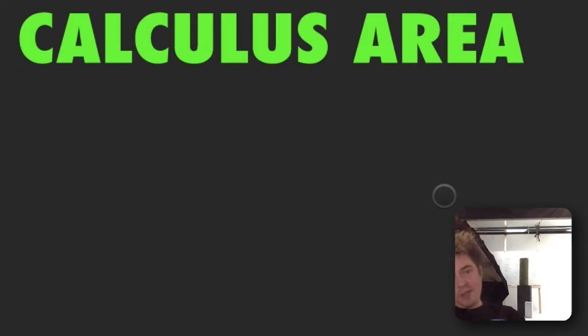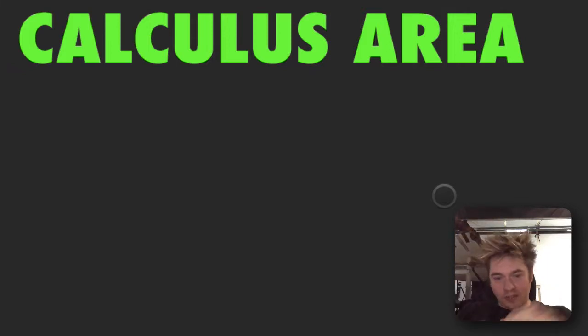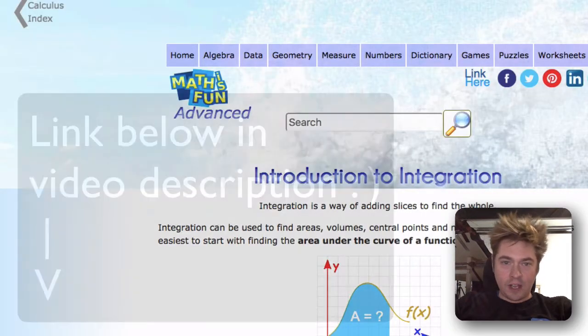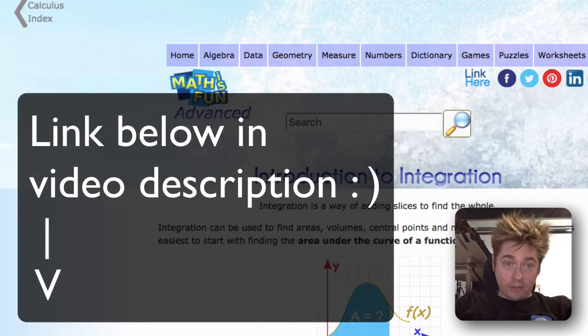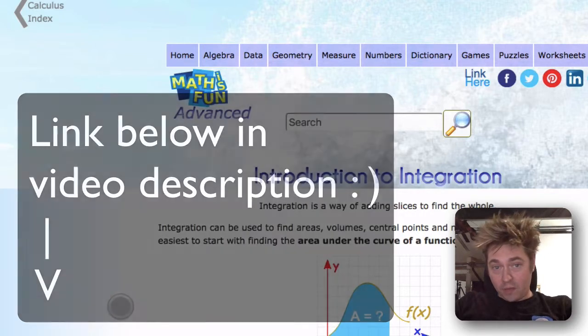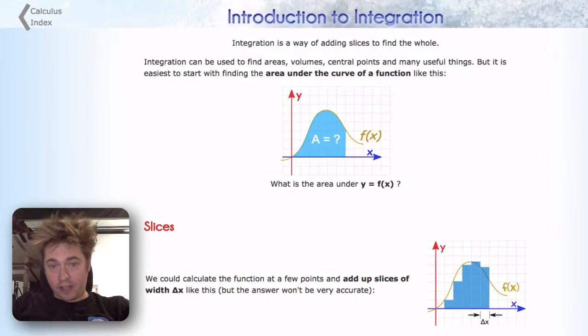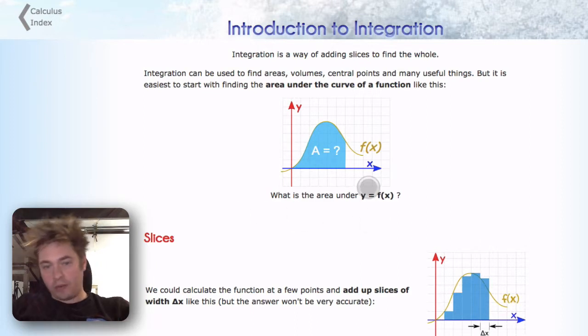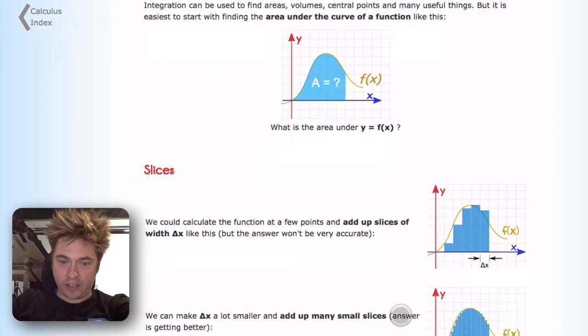Here's my gripe with calculus. Every description under the sun kind of starts off talking about slices and stuff. So this is actually quite a good reference, mathisfun.com. I kind of go through this with my kids, and I think their explanations are quite good. But every explanation of calculus always starts off with the area bit. We're talking about the area bit of calculus. Always starts off with this.